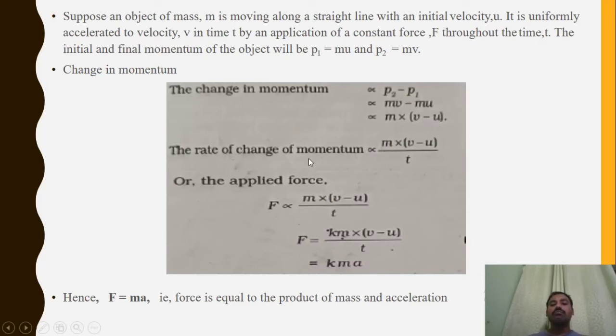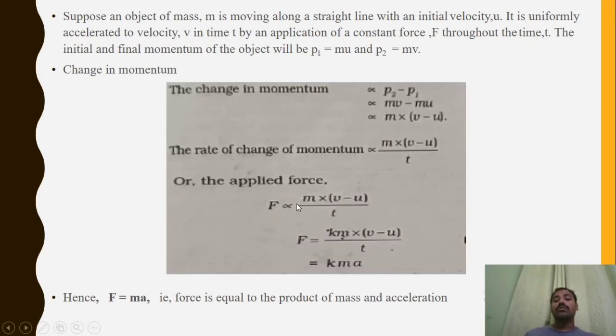Then the rate of change of momentum is the change of momentum in a particular time. Therefore, m into (v minus u) divided by t is the rate of change of momentum. Okay, then according to the second law of motion, the rate of change of momentum is directly proportional to the applied force F. This is the rate of change of momentum and this is the applied force F.